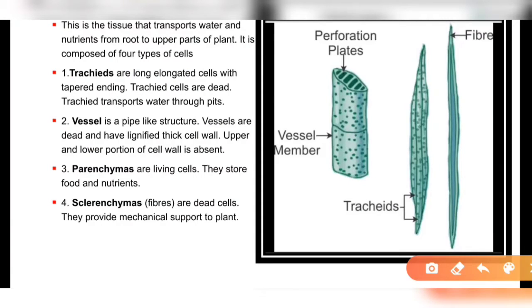Xylem tissue. Xylem is responsible for transporting water and nutrients from the roots to the upper parts of the plant. It is made up of four types of cells: xylem tracheids, xylem vessels, xylem parenchyma, and xylem sclerenchyma. We already know that xylem parenchyma is a living cell and is responsible for food and nutrient storage. So here also it has the same function.